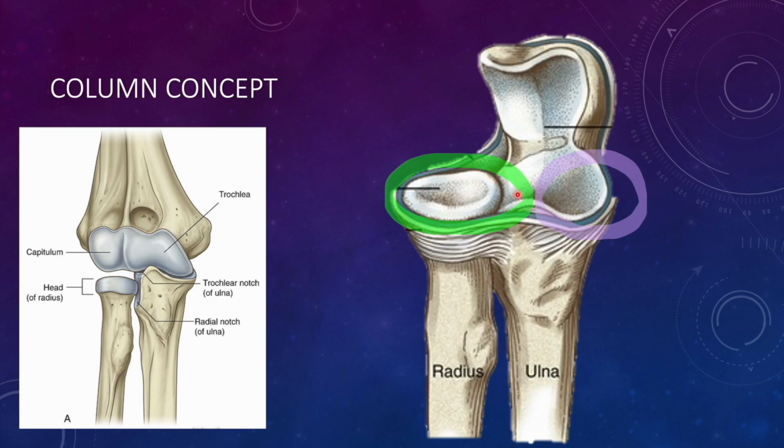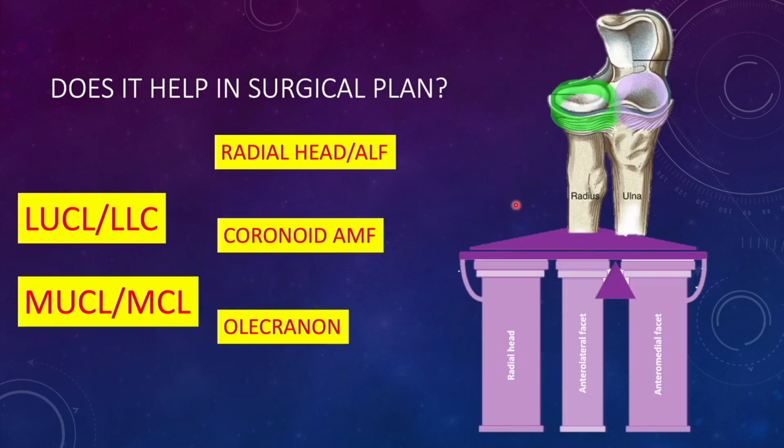This part can be left and there will be no instability at the elbow joint because the stability will be contributed by the anteromedial facet and the sublime tubercle of the ulna. Therefore, the isolated fractures of the anterolateral facet do not need fixation at all. And whenever there is associated fracture of the radial head, then definitely we have to fix the radial head only. There is no need for fixation of the anterolateral facet. So the column concept can be described by this diagram.